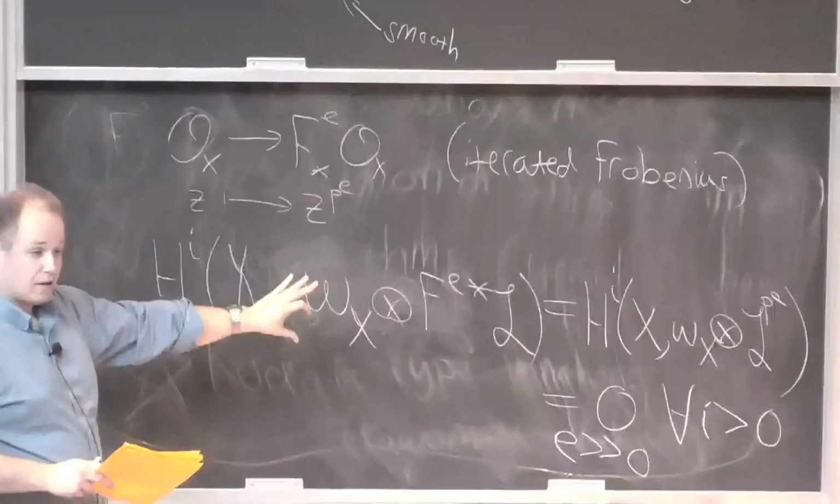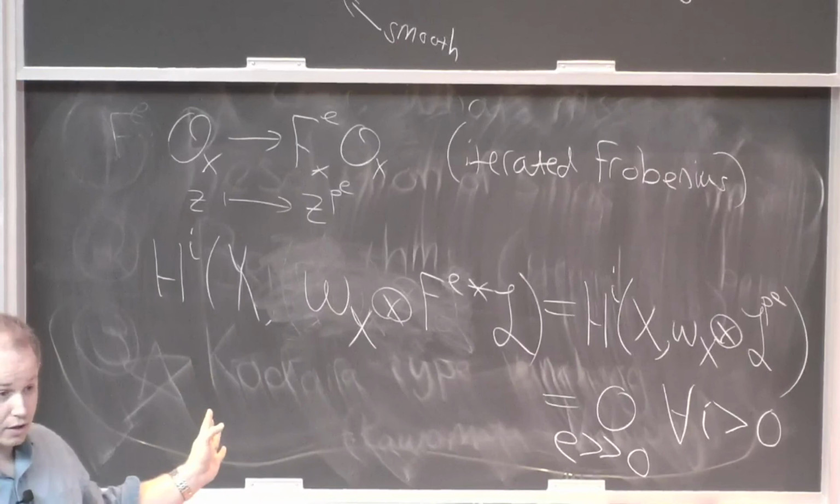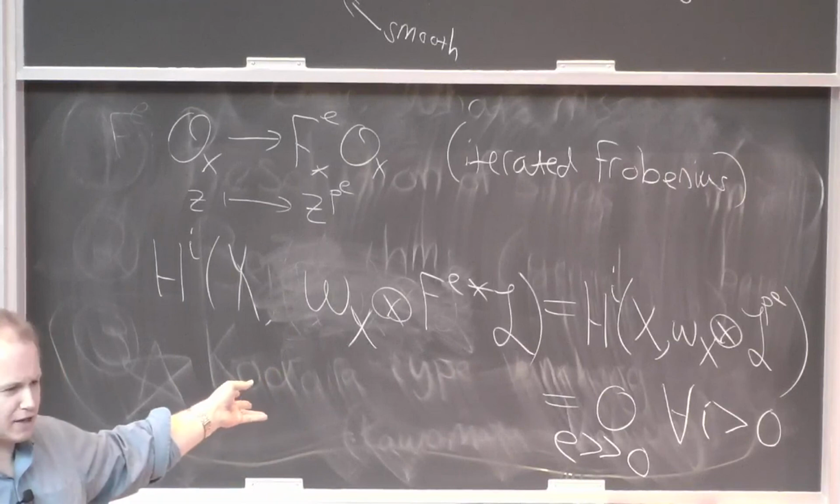So what I really want to do today is show you how, in a couple of different contexts, we can use this vanishing to replace Kodaira vanishing in characteristic zero. This is not a very deep vanishing as I wrote it. This is just Serre vanishing.